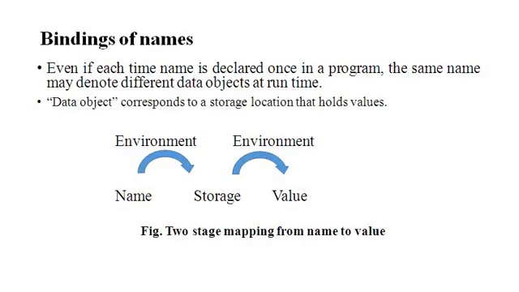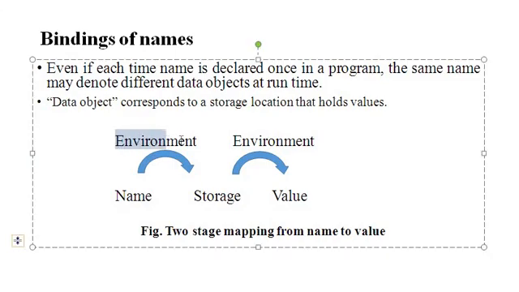Binding of names. Even if a name is declared once in a program, the same name may denote different data objects at runtime. The data object corresponds to a storage location that holds values.